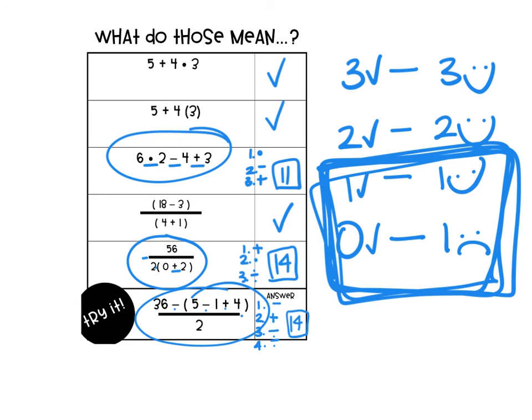And then please go ahead and turn this paper into your rotation bucket for a grade.